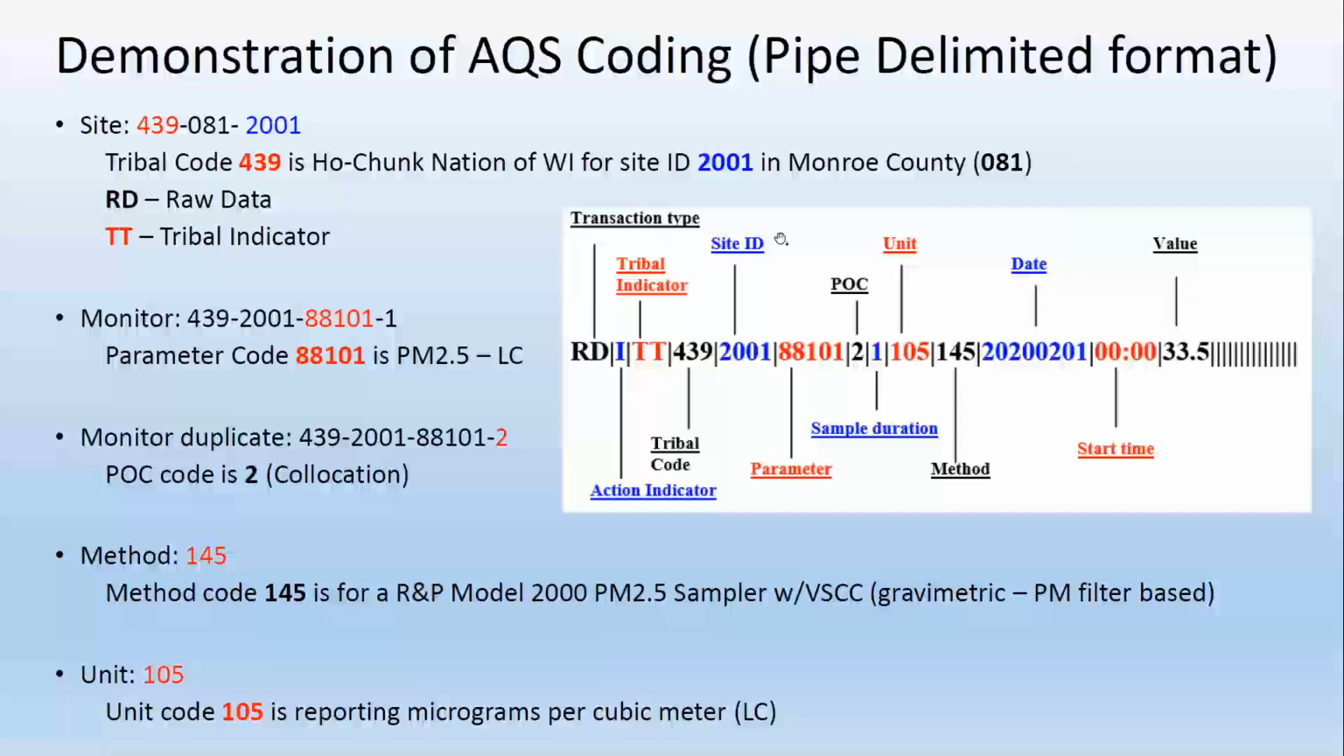Also included, as you can see, is the reporting unit code, which for PM2.5 measurements is expressed in micrograms per cubic meter of air. So that's how the pipe delimited format looks again, and how it's broken down into each code for reporting. In this case, it's a raw data transaction.